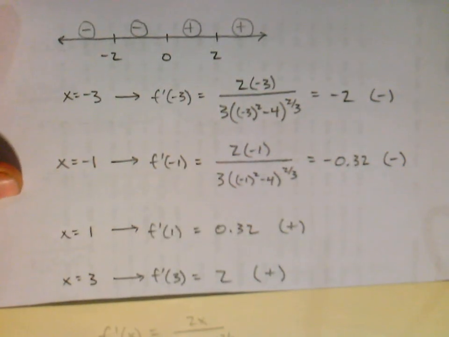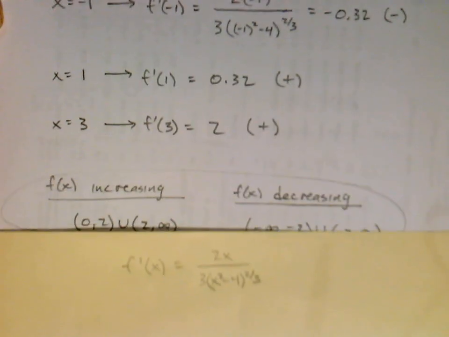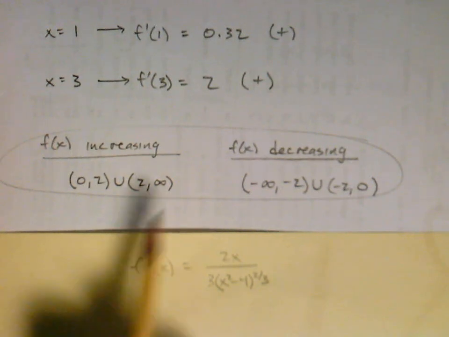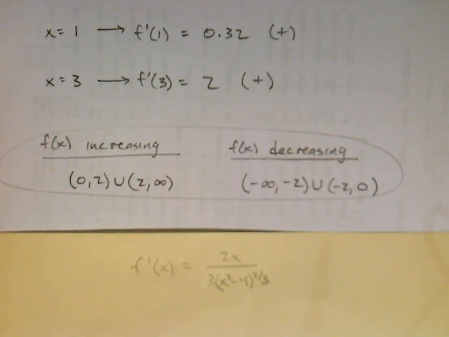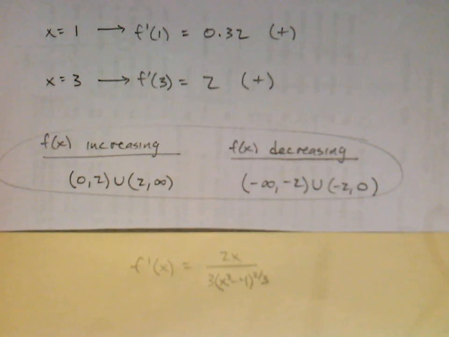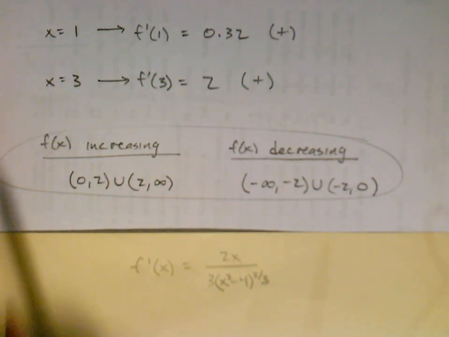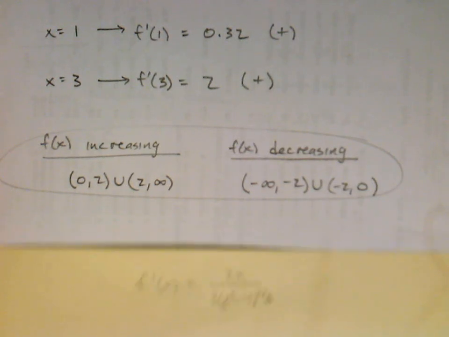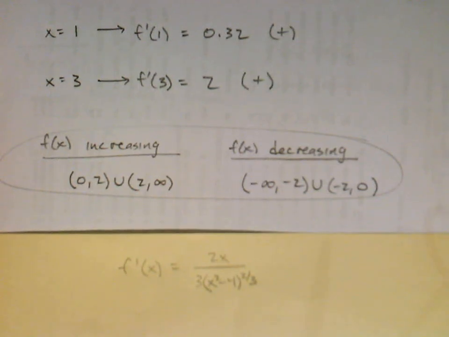So here's what we'll say. It's increasing from 0 to 2, and then from 2 to infinity. We skip over 2 itself. And our function is decreasing from -infinity to -2, union -2 to 0. We have to skip the -2. So in the end, we've got 4 intervals, just like our number line had 4 intervals. And there you are. I think this is a good place to stop. We will talk about local maxes and mins next.